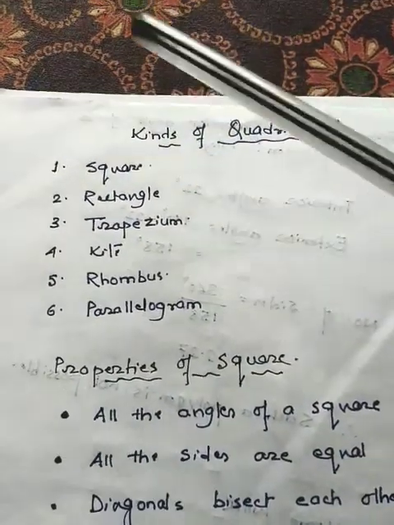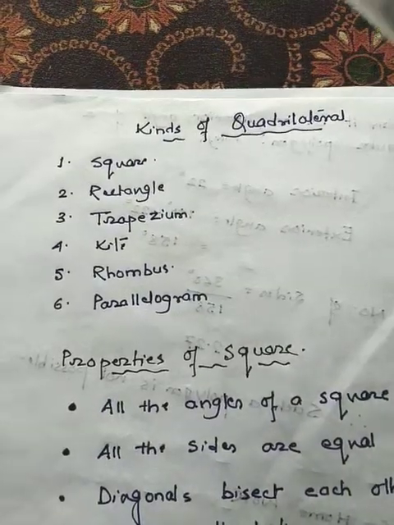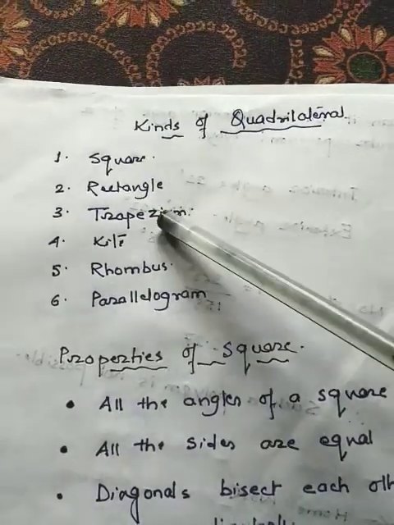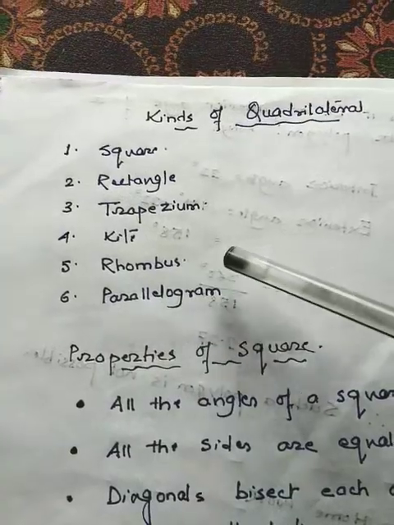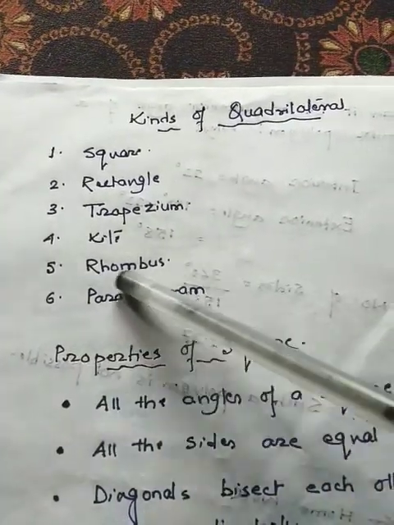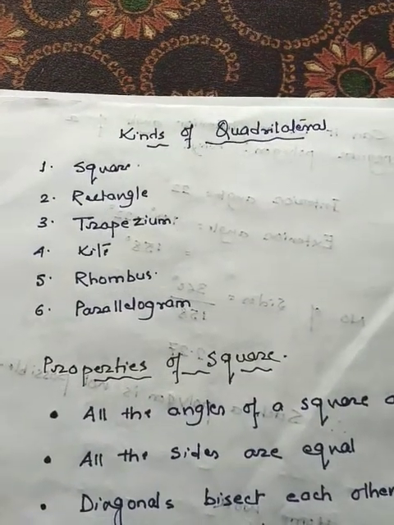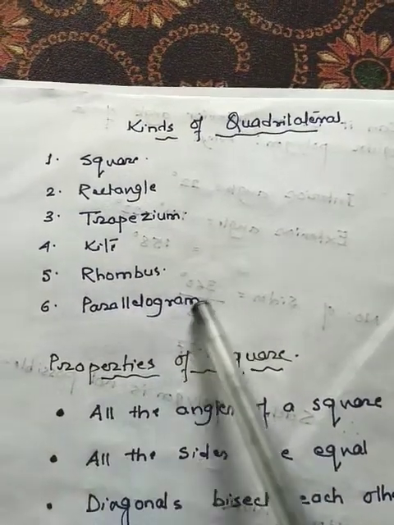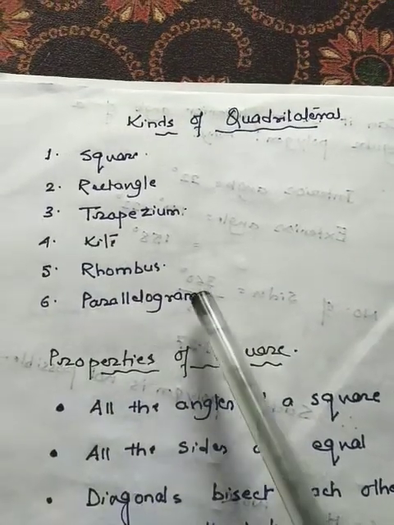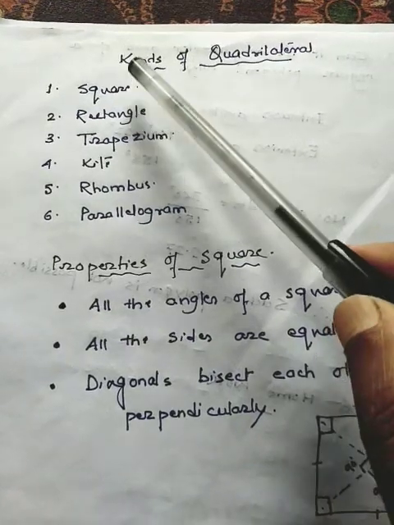Okay. Now, what is the first one? Square, rectangle. These are the two figures you are already acquainted with. Trapezium, kite, rhombus, and parallelogram. Now, this is the quadrilateral that we'll discuss mostly in this particular chapter, because exercise 3.3 is entirely concerned with this figure, that is parallelogram. Okay, so let's discuss the first quadrilateral, that is square.